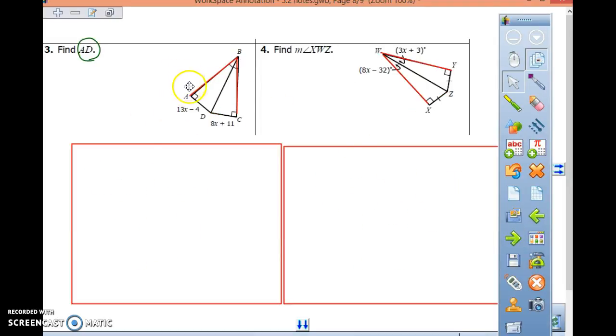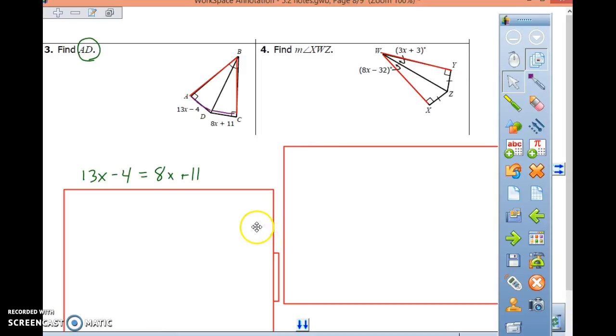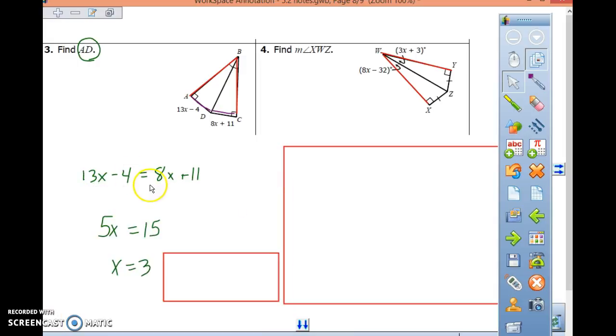Number 3, the angle is highlighted. It looks like we have an angle bisector, so then the distances perpendicular to the angles would have to be congruent. Go ahead and solve that for x. And our algebra tells us that x is equal to 3. But now we have to plug in for AD.